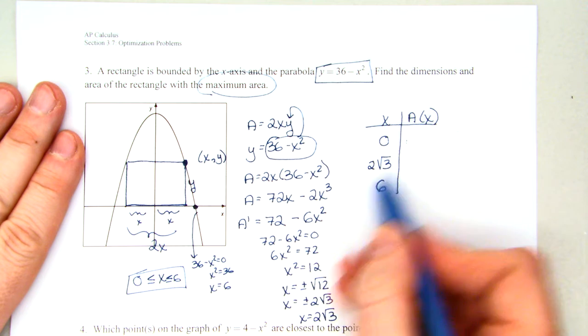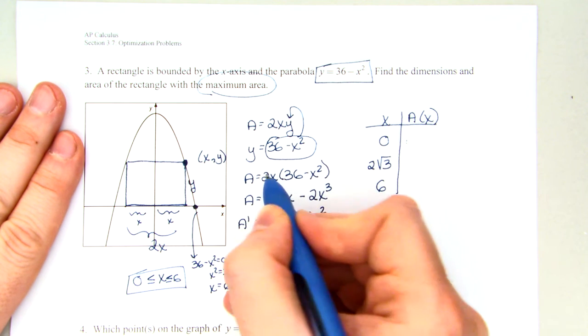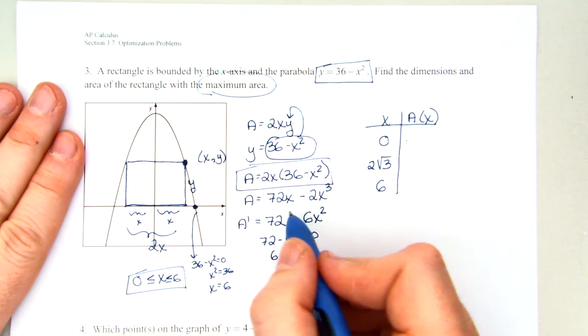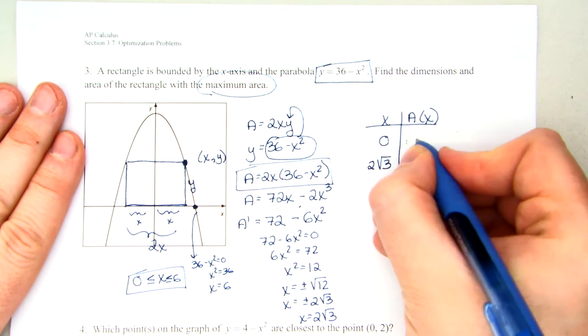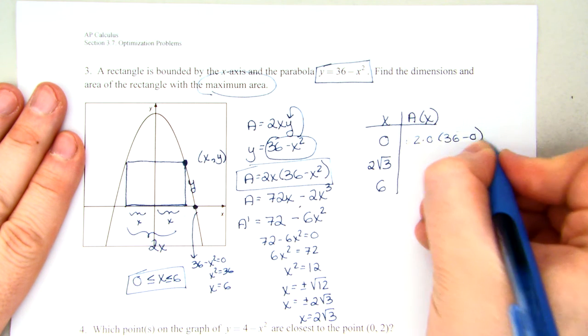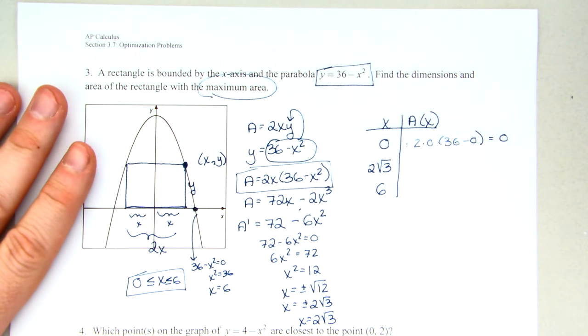We're going to plug in 0 to our area formula that just has x's in it. Either this version, which actually might be a little bit easier, or this version. I think I'm going to use this one over there. I've got 2 times 0 times 36 minus 0. 2 times 0 times 36. That's 0, as it should be.